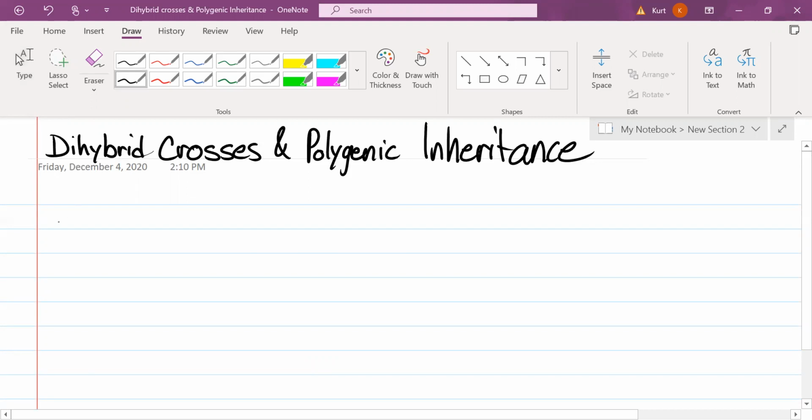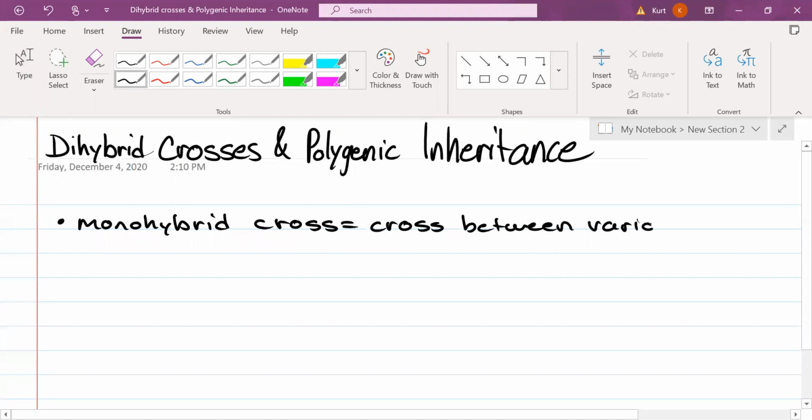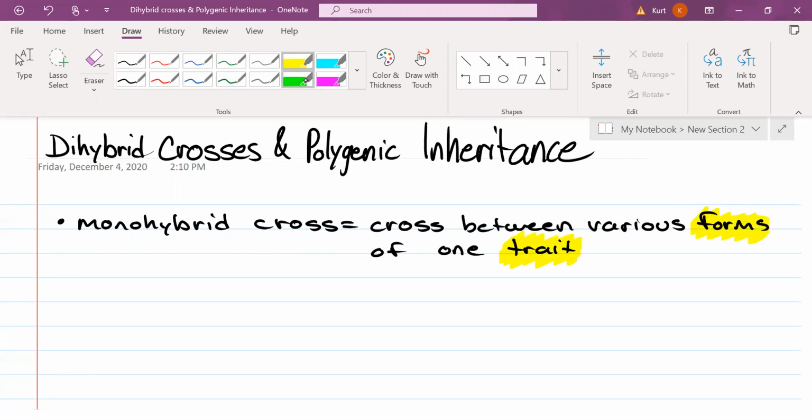So in order to understand a dihybrid cross, we need to first rehash what a monohybrid cross is. A monohybrid cross is what you've been doing with your traditional 4-grid Punnett Square. It is a cross between various forms of one trait. And I need to be sure you guys understand the difference between forms and traits.